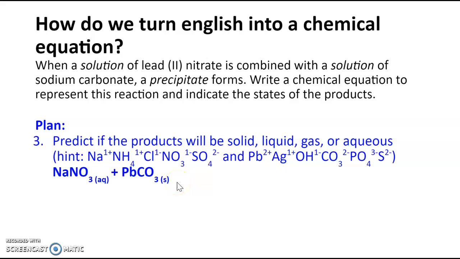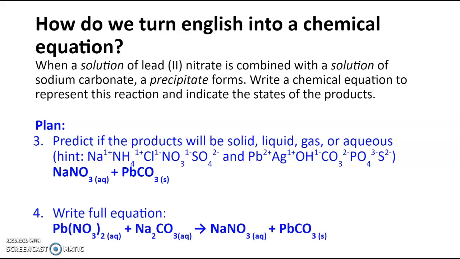Now that we know how to write and depict our reactants and our products, we can put it all together. We'll write out our full equation. We have aqueous lead nitrate plus aqueous sodium carbonate, and that gives us aqueous sodium nitrate and solid lead carbonate. There it is. Okay, so we changed our equation from English into chemistry speak, and by chemistry speak I mean formulas.